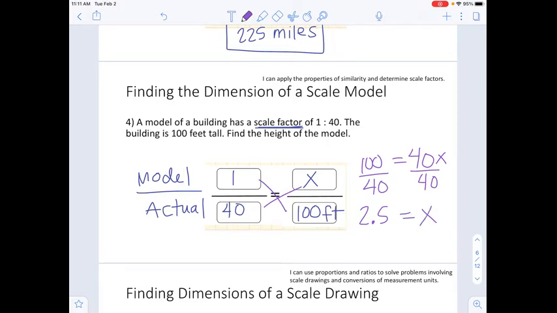So we know that the scale factor has the same units, which means that our model here has to have that same unit. So this is actually going to be feet. Since the actual was feet and we're working with scale factor, the model is going to be in feet as well.